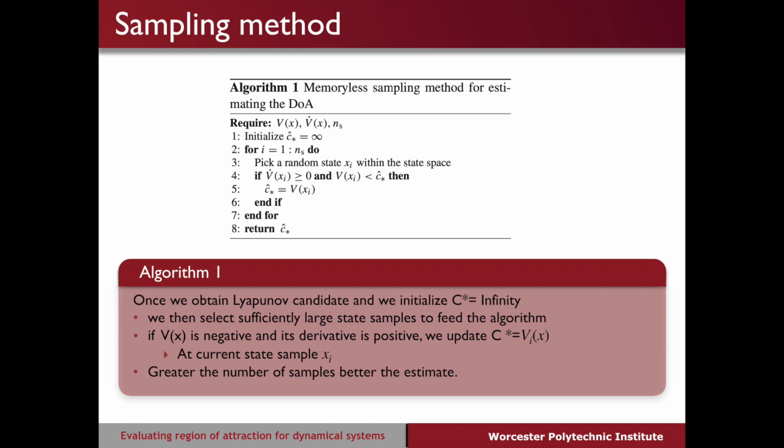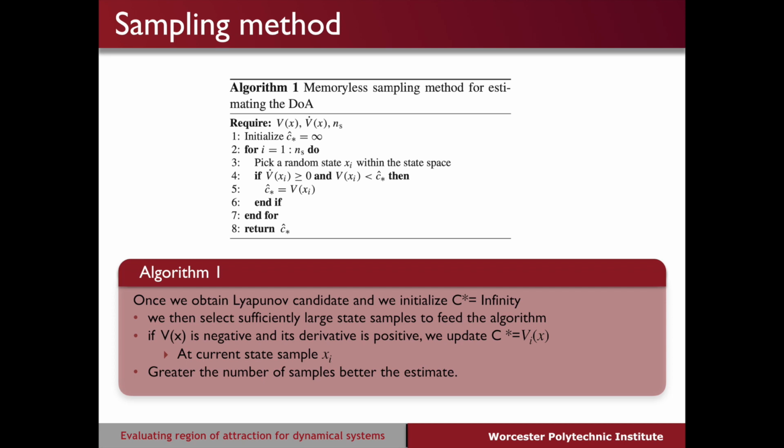So let's begin with algorithm 1 of sampling methods. This is a memoryless algorithm. As you already have v of x, which is the Lyapunov function computed by the method mentioned in the first paper, you can easily compute v dot of x. And just take Ns, which is the number of samples, sufficiently large. Starting the algorithm, step 1 is just to set C star to infinity. Step 2 is to run a for loop over the n samples. In step 3, inside the for loop, there is only one if condition for updating C star, which is entered only when v dot of x, which is the derivative of the Lyapunov function, is positive or equal to 0 and the value of the Lyapunov function is less than the current estimate of C star.